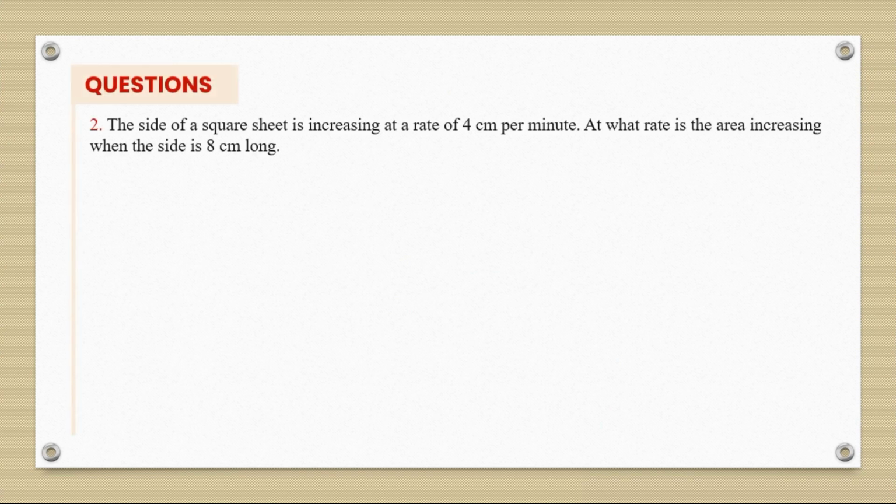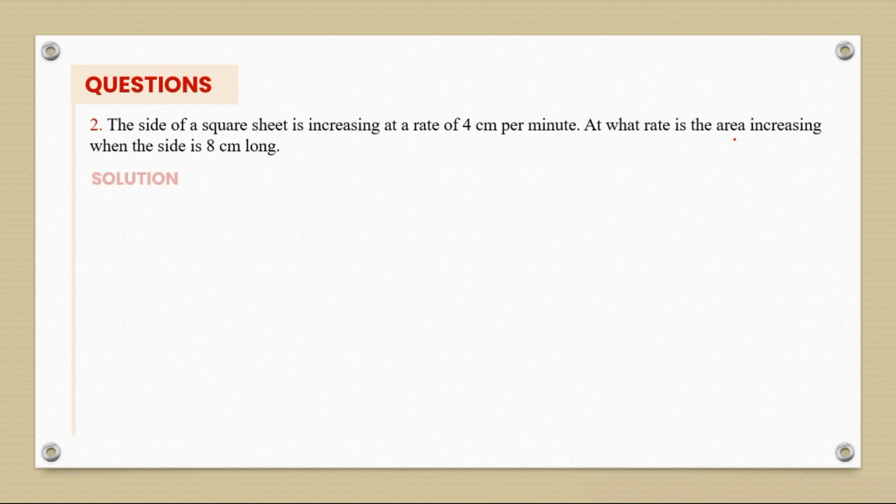Alright, so moving to question number 2, we're being told that the side of a square is increasing at a rate of 4 centimeters per second. At what rate is the area increasing when the side is 8 centimeters long? So what are we looking for? We're trying to relate the increase in size of the sides of a square with that of area.